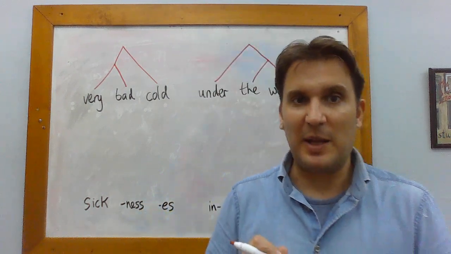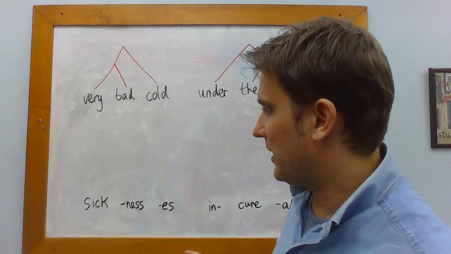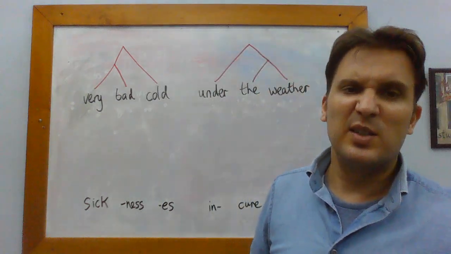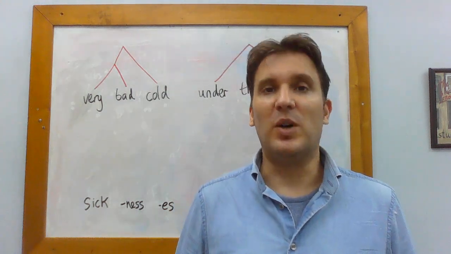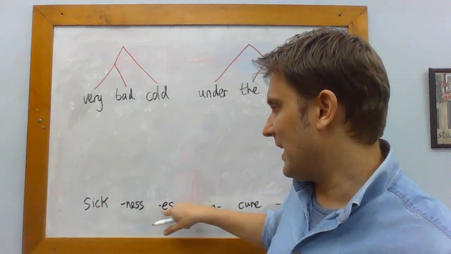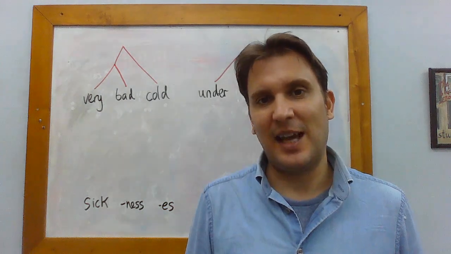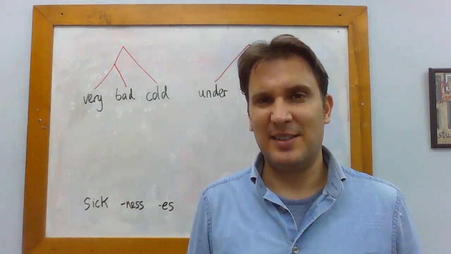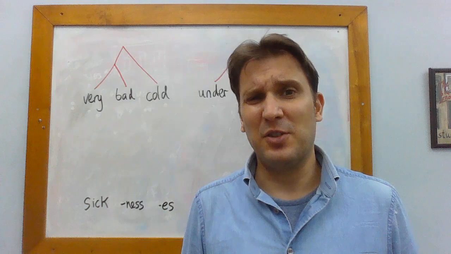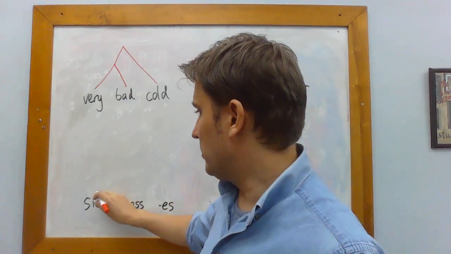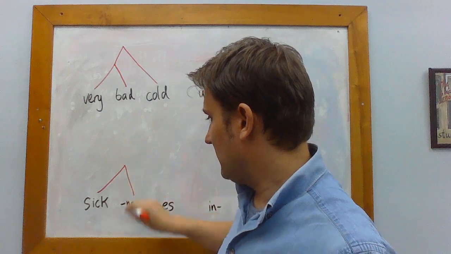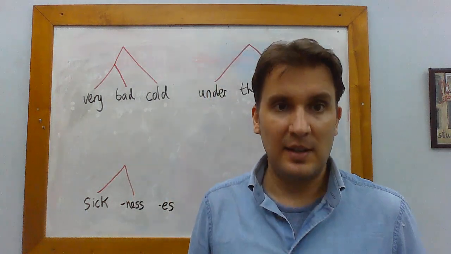And okay, now I'm going to explain my answer. So I reckon with sicknesses, sick and ness go together. They make a word, right? Sickness is a word. But if you try to put ness and s together, you get nesses. And nesses, that's not really a word, is it? So for that reason, we're going to join sick and ness together first.